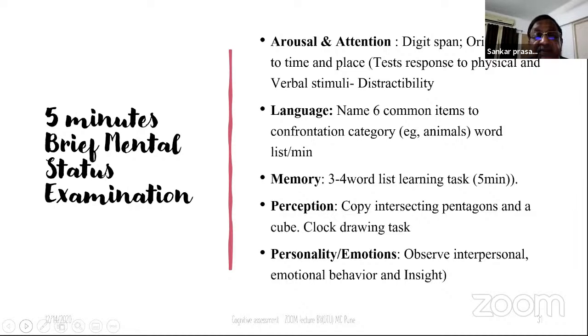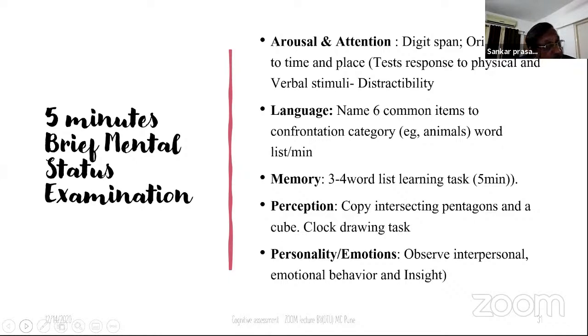Name 6 common items for the confrontation category, animals and word list. You should have something like what I'm going to show now. You should have these common items in the confrontation category with you, and you should ask them to name the animals, the word list and everything. You should ask the colors. You can see the colors.